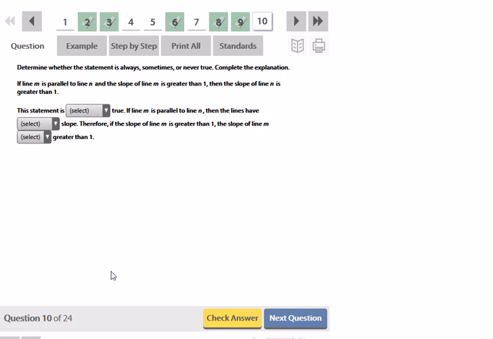Determine whether the statement is always, sometimes, or never true. If line M is parallel to line N, and the slope of line M is greater than 1, then the slope of line N is greater than 1. Yeah, parallel means same slope, so they have to be the same. This would have to always be true because they have the same slope. Therefore, if the slope is greater than 1, then the other one has to also be greater than 1.